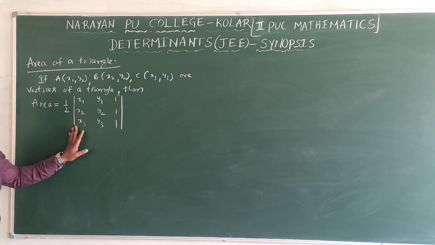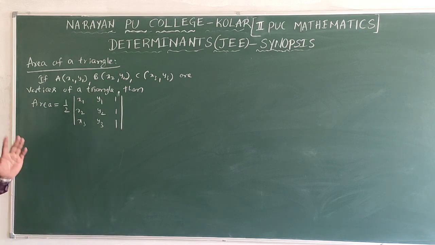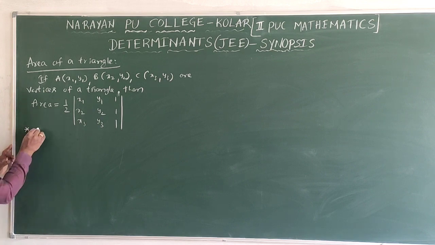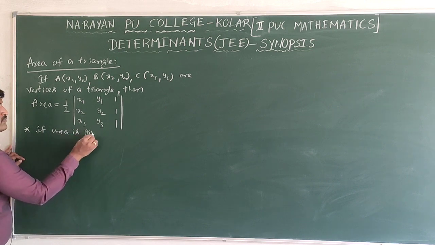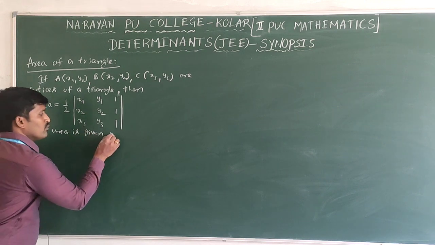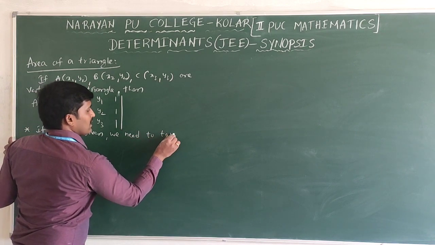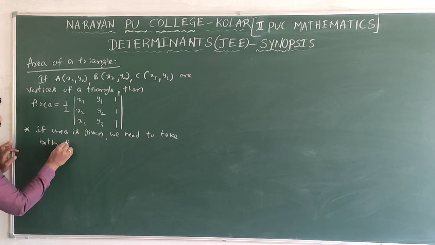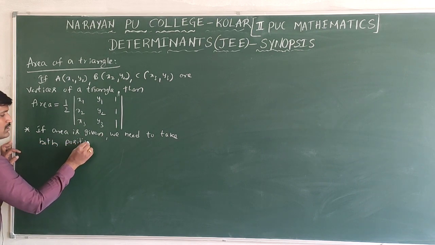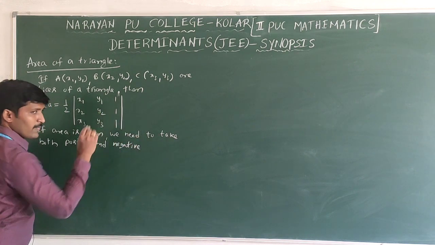While expanding the determinant, we need to consider the modulus. Reason: area of triangle is always positive. And a few more points we need to identify here. If area is given, we need to take both positive and negative, plus or minus.